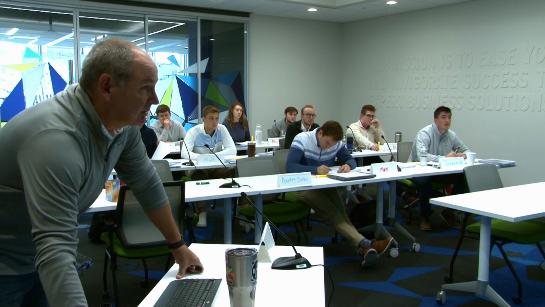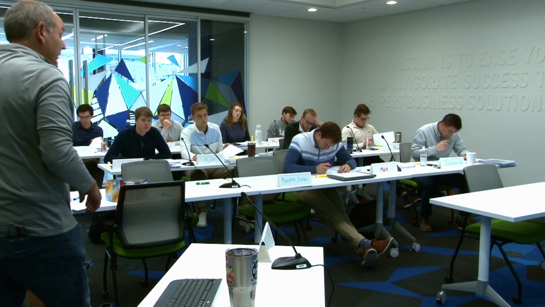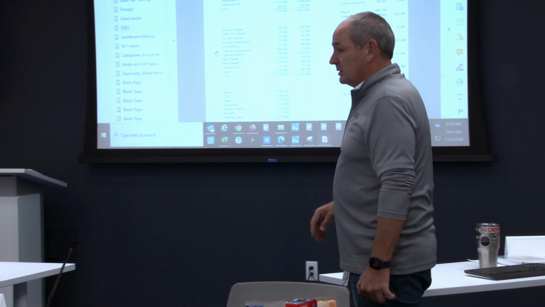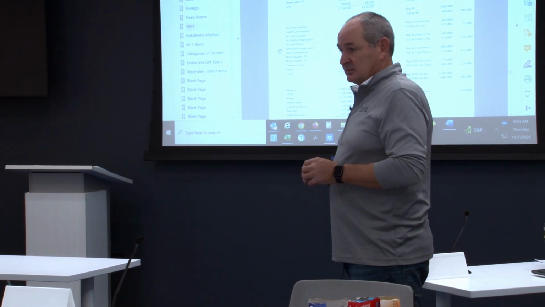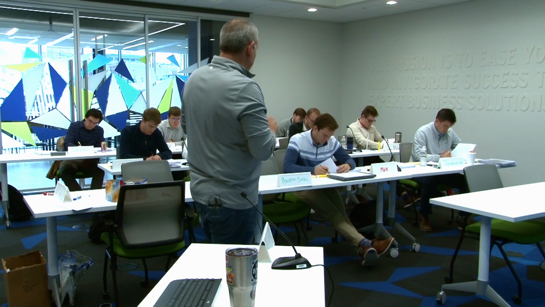And oh, look at this, we do have an income statement. We have revenue, cost of goods sold, wages, depreciation, inventory reserve, bad debt, deferred comp, okay? So I'm presuming this is the same thing. This is saying, and on the next page you might want to write this because I was not smart enough to do it, this is a cash basis taxpayer. And now we're going to quantify what the M1s are for the cash basis taxpayer, okay?